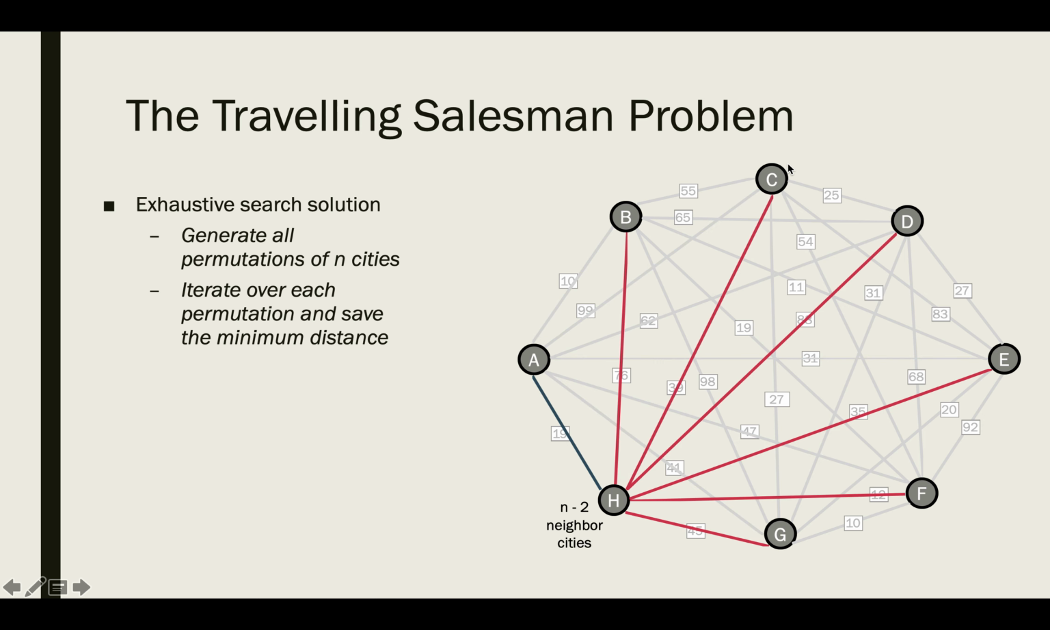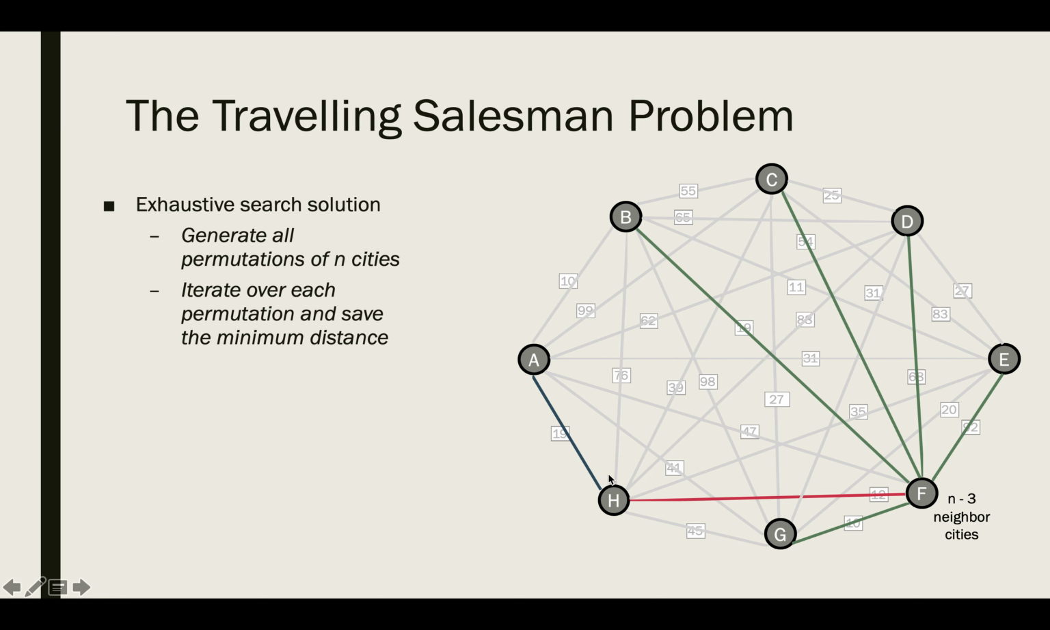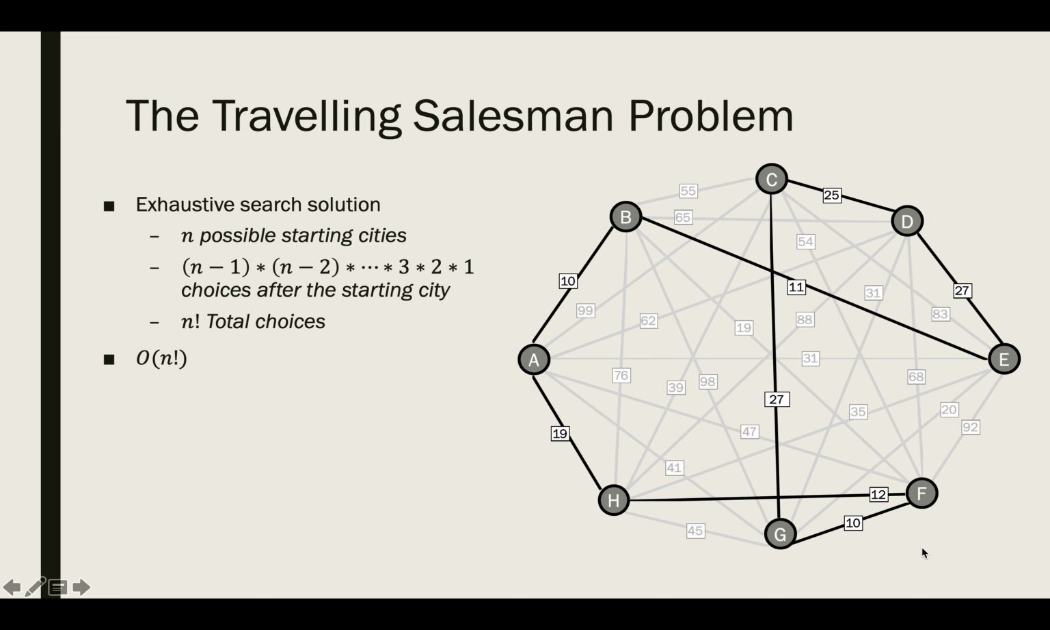After I visit the next city, let's say I happen to go from A to H, then I have n minus 2 cities that remain. I can't go back to A, and I'm already at H, so I can traverse to one of the remaining cities. So I started out with n choices, then n minus 1, now n minus 2. When I go to the next city, let's say I went from H to F here, I would have n minus 3 choices, and so forth and so on.